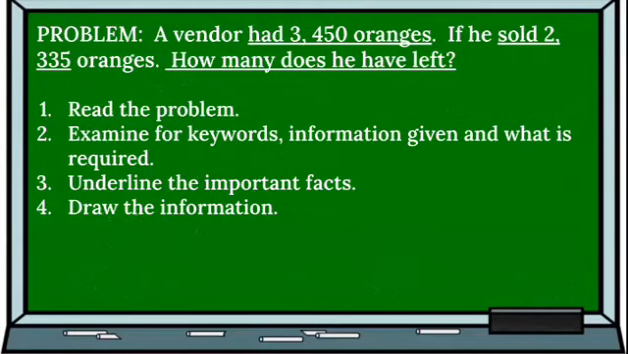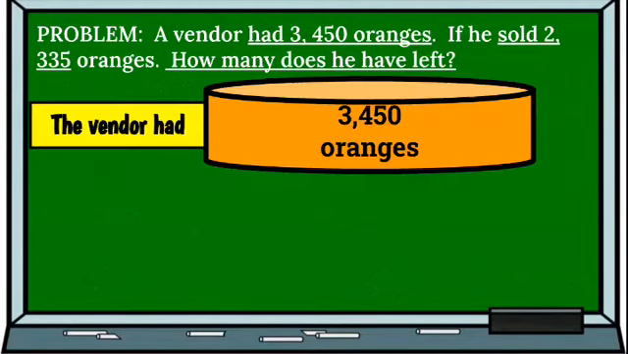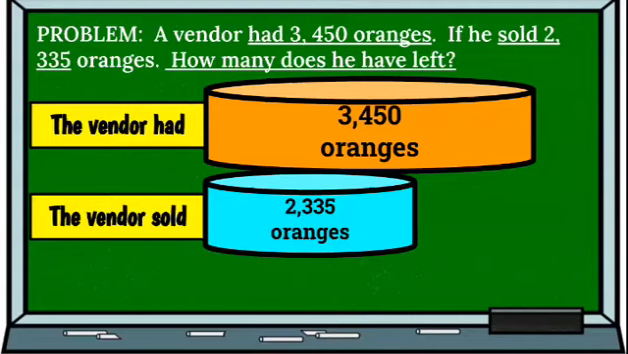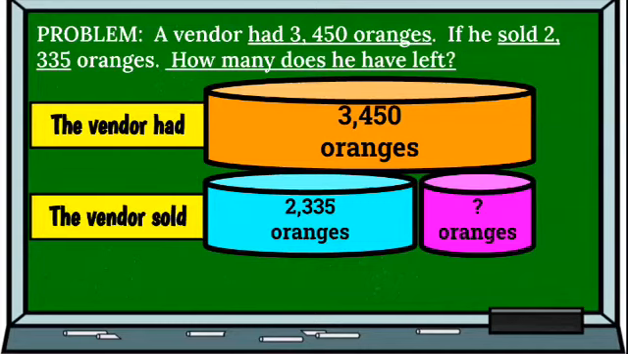Then we're going to draw the information. So here we have our first part of our information. The vendor had. Here we have the number of oranges he started with. Then here we have how many oranges he sold from the amount that he started with. And here we are to find out how many oranges he has left.